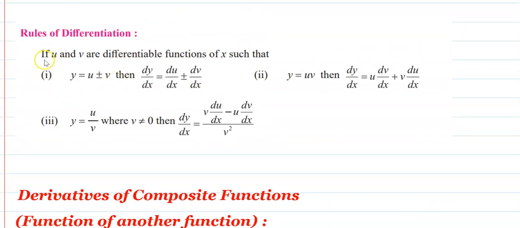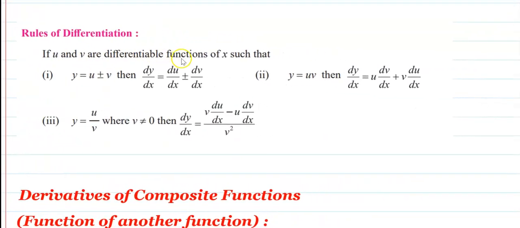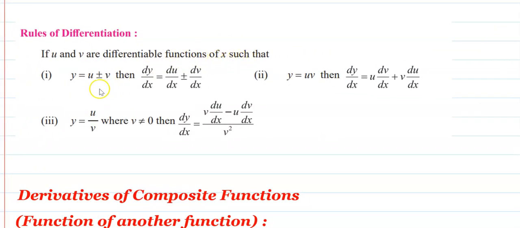हे रूल्स पण तुम्हाला माहिती पाहिजे, रूल्स ऑफ डिफरन्शिएशन. If u and v are differentiable functions of x such that y is equal to u plus v, then dy by dx is equal to du by dx plus or minus dv by dx. Addition and the subtraction. y is equal to u into v, then dy by dx is equal to u into dv by dx plus v into du by dx.